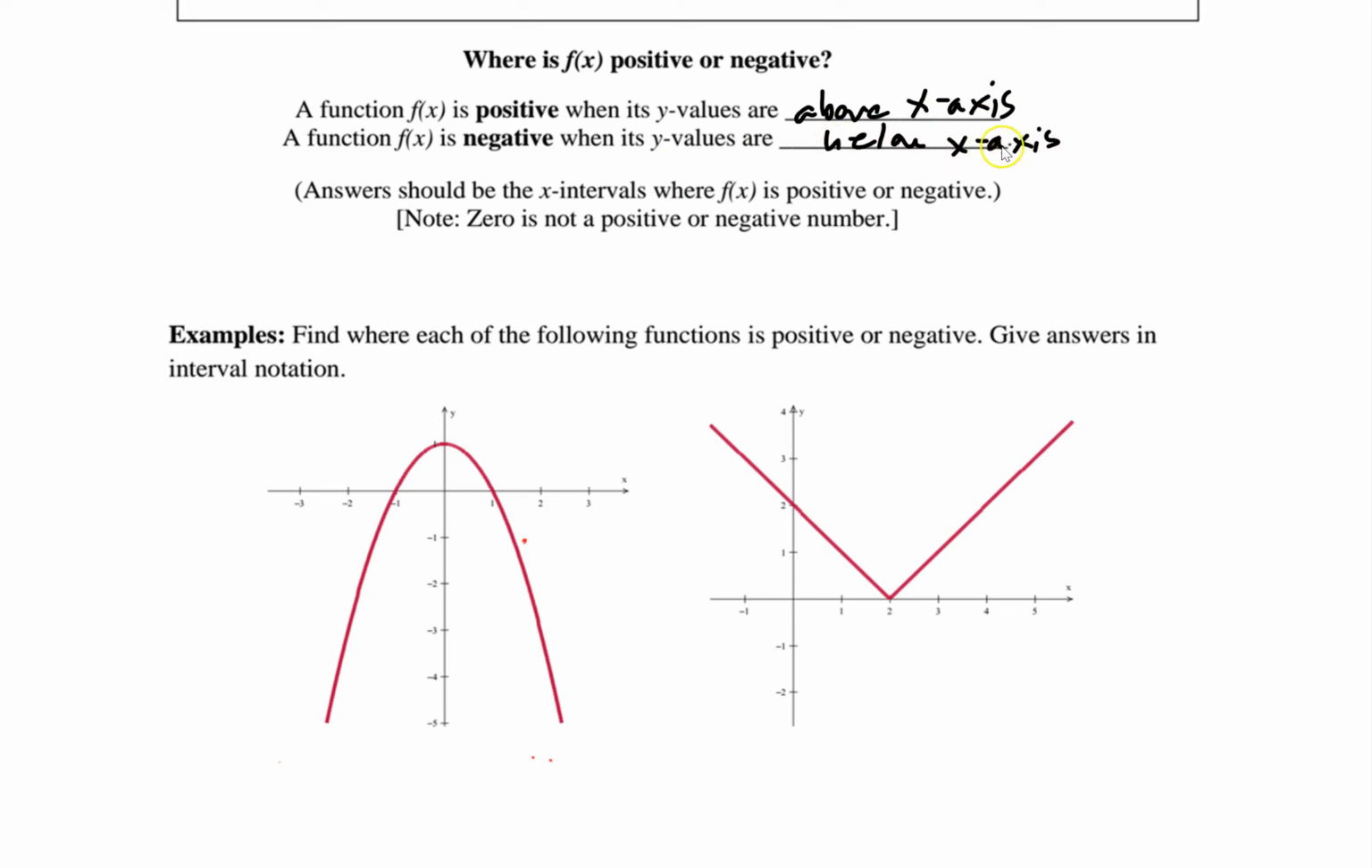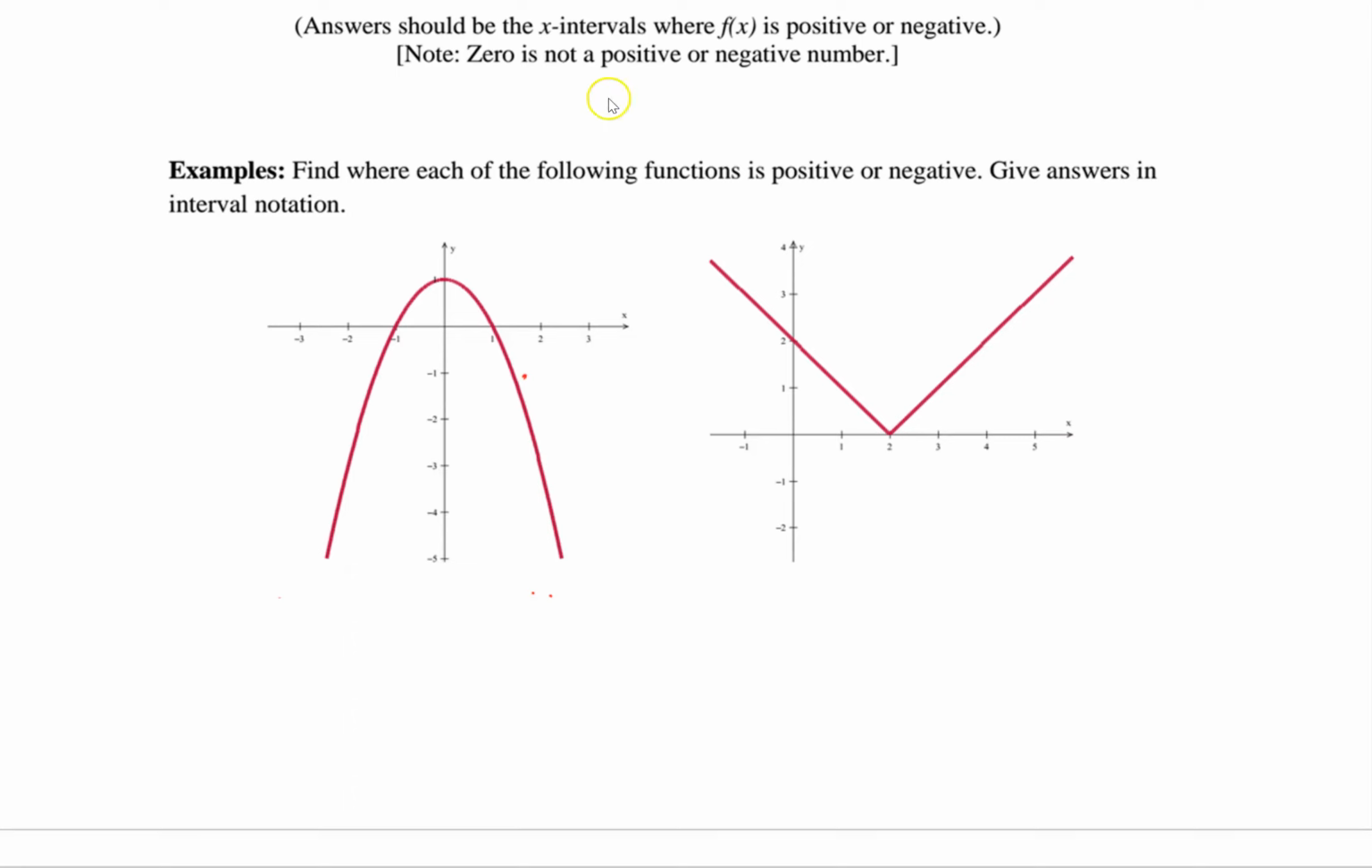So again, this is a generic function. Like here's a function like we're back in algebra 1. Hey, when's it positive? Well, when it's above the line. When's it negative? Anytime it's below the line. By the way, I'm interested in interval notation, right? So we're gonna do interval notation here. So it's the following one. Find where each of the following functions is positive or negative. Give the answers in interval notation.